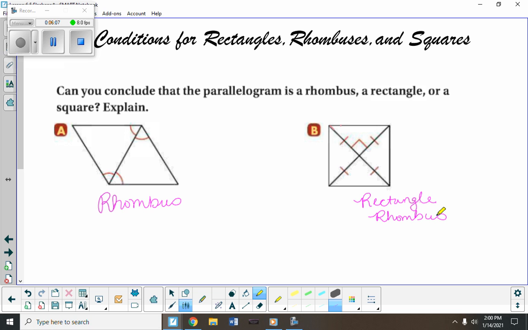Now, if you have a quadrilateral that is a rectangle and a rhombus, if you'll recall, we learned that it also is a square. So a square is the most specific name because it encapsulates all of the properties.